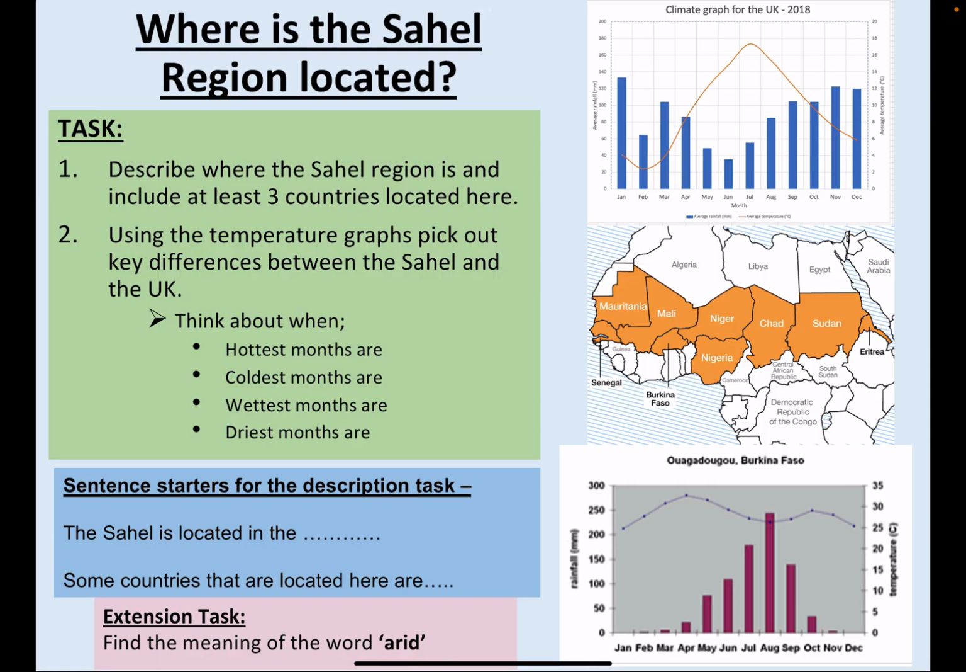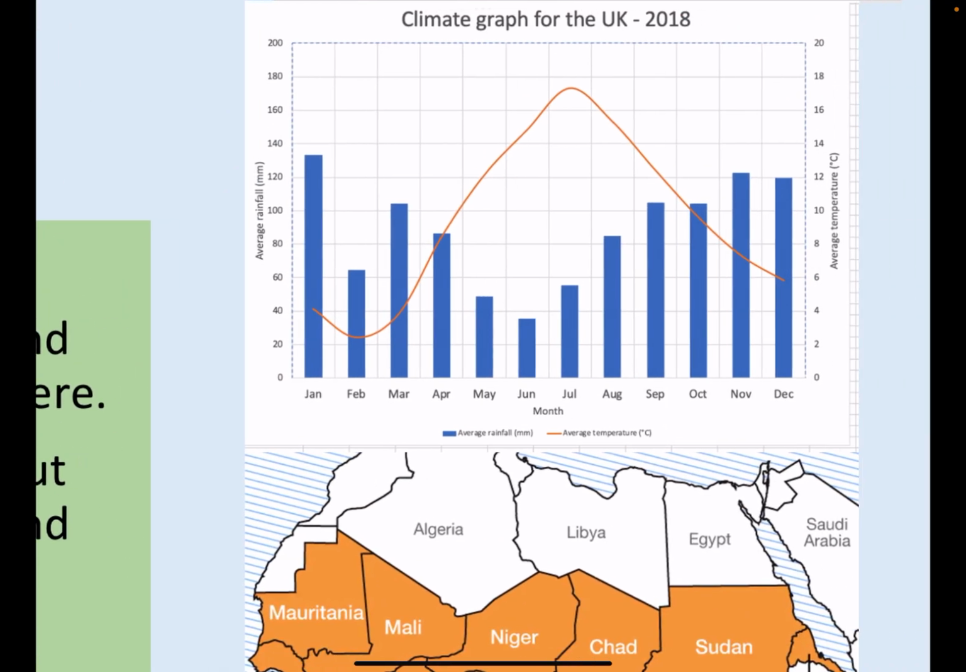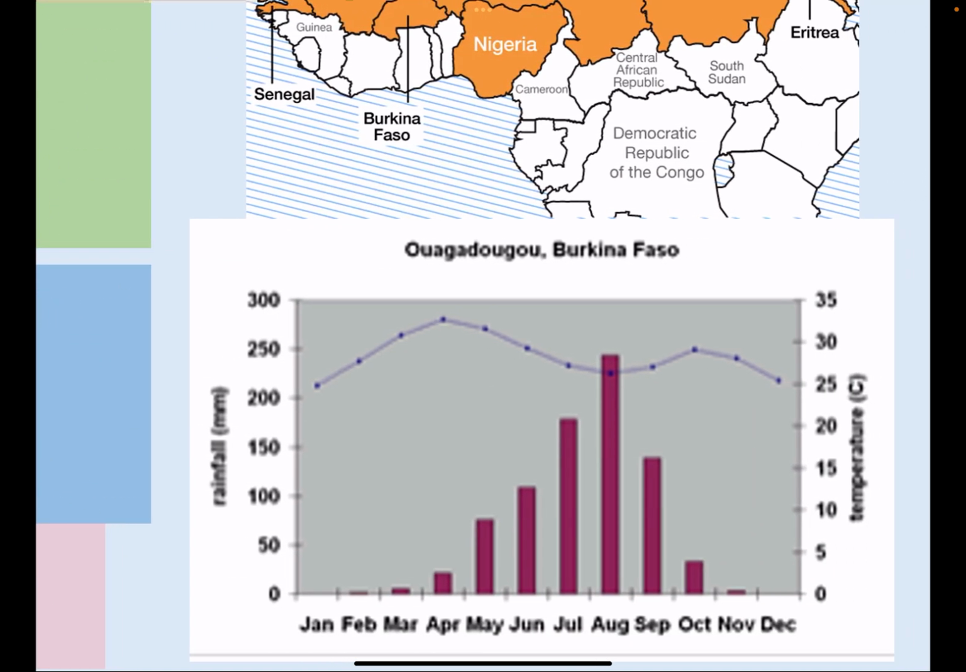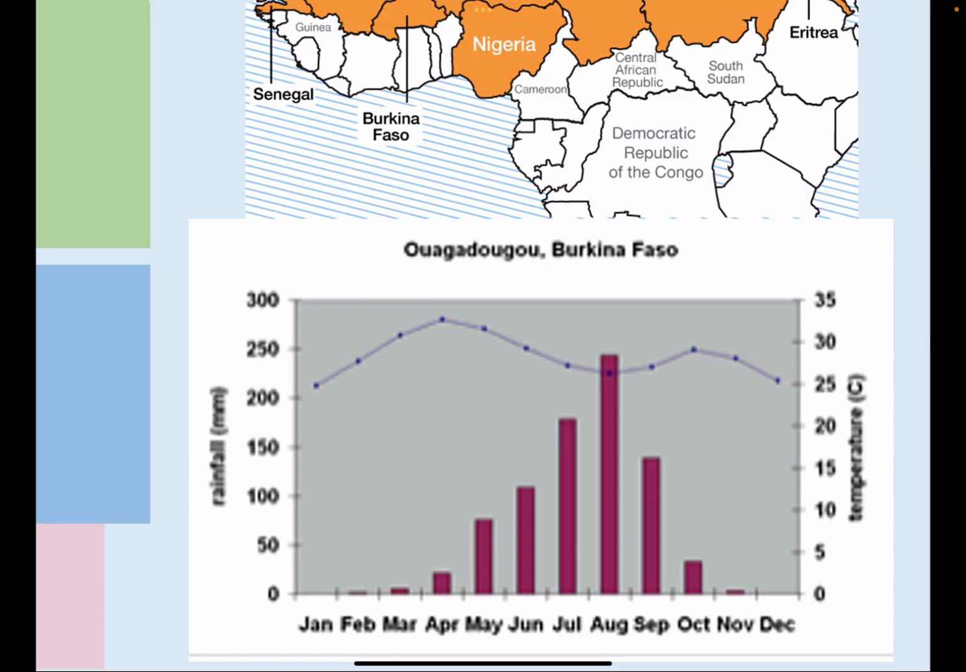So you should have mentioned that some countries located in the Sahel region include Mali, Niger, Chad, Sudan, Nigeria, etc. Hottest months in the UK, when I'm looking at temperature, the line graph, we've got June, July, August. Hottest months in a country in the Sahel region, you've got April and May, I would say. Or yeah, March to May.